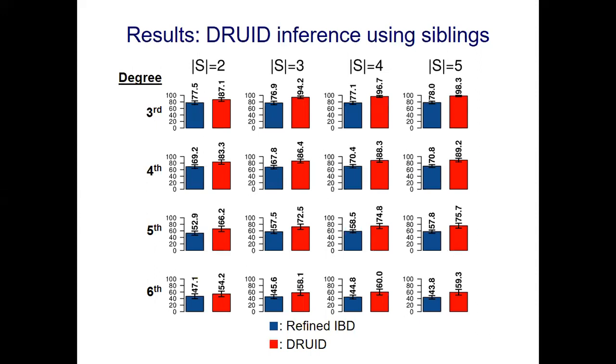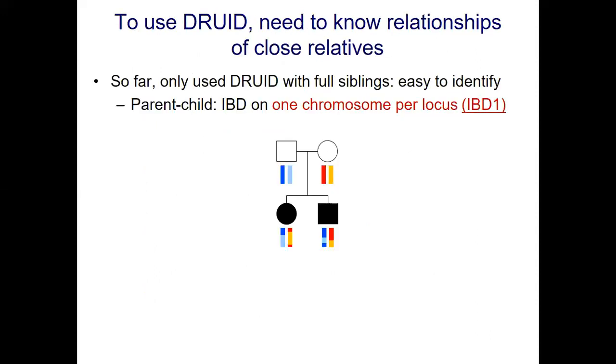And this is in absolute terms. This is not an average of 20% more, but in absolute terms, there are 20% more samples that are inferred correctly. So this is very effective, but we'd like to be able to do even more.